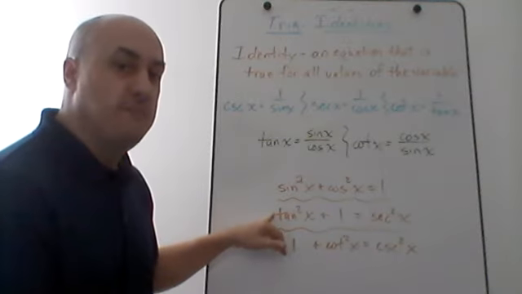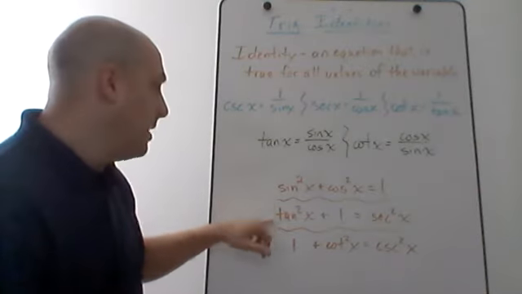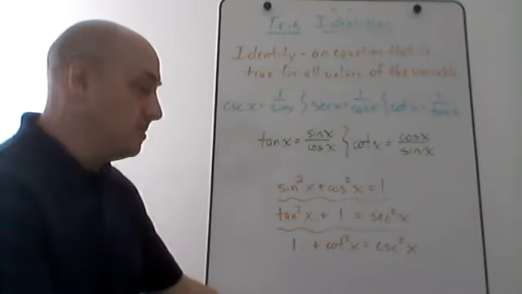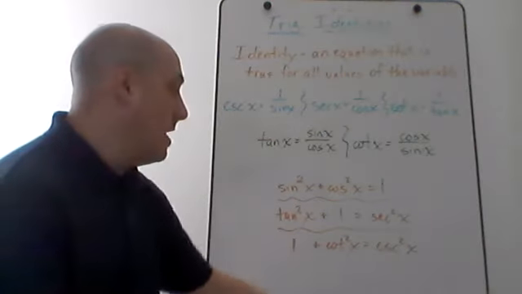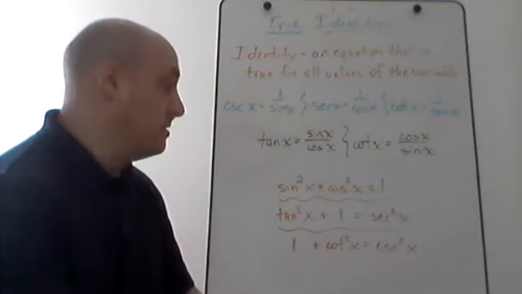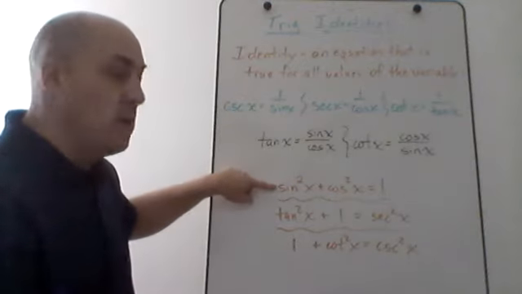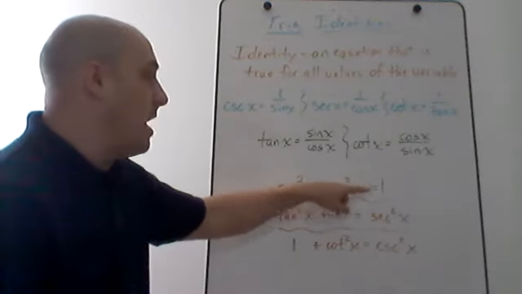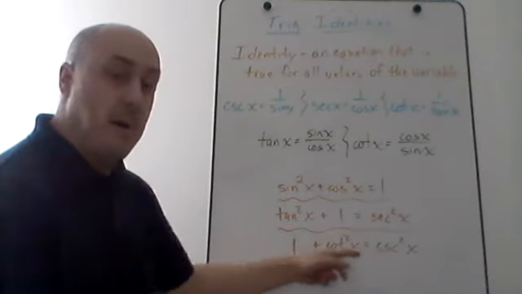So you might want to check out that video there where I explain how to get these two identities from that first one, sine squared plus cosine squared equals 1. All right, the last one, 1 plus cotangent squared of x equals cosecant squared of x. For this one, if we go back to that original again, if I take this equation and I divide everything by sine squared of x, it's going to give me that bottom equation.